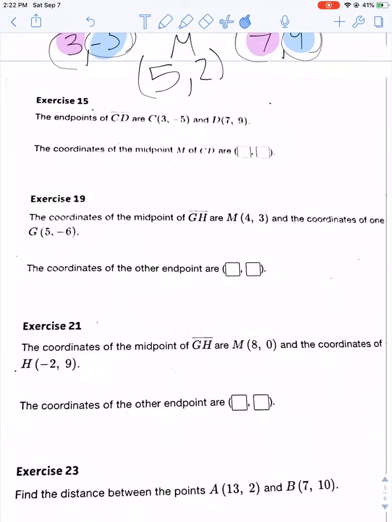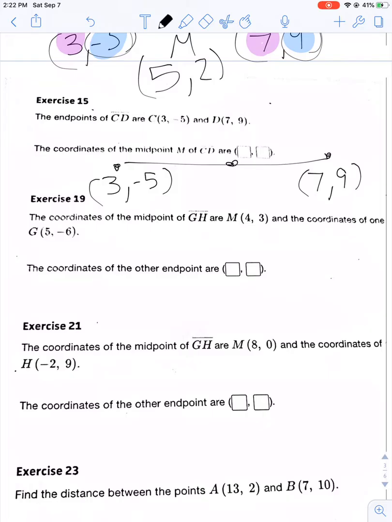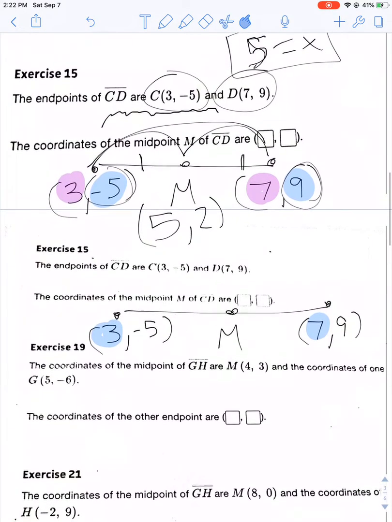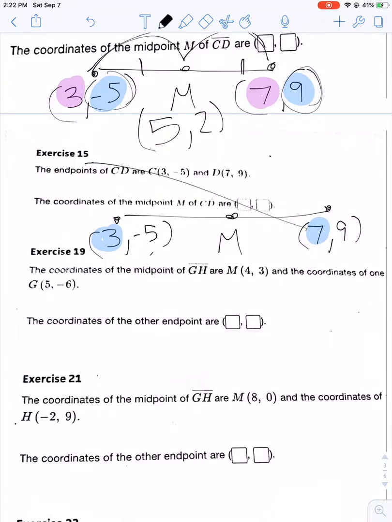All right, similar problem here. I've got some endpoint at 3, negative 5. I got some other endpoint at 7, 9. And I want to know what's the middle. So again, how far is it from 3 to 7? Well, it's 4. Now, you know what I just realized? This is the same problem. So we're skipping it. Psych.